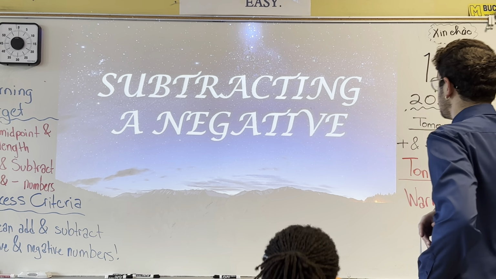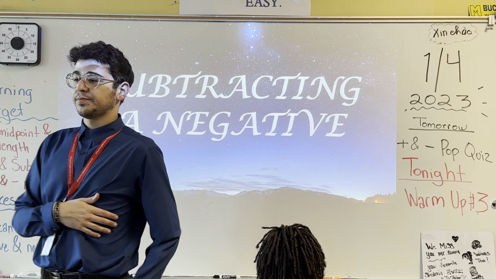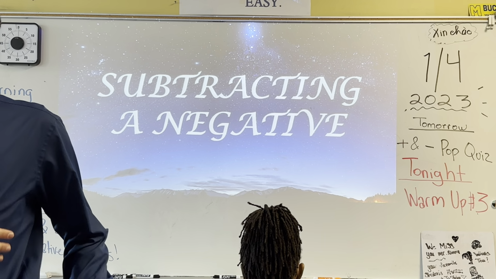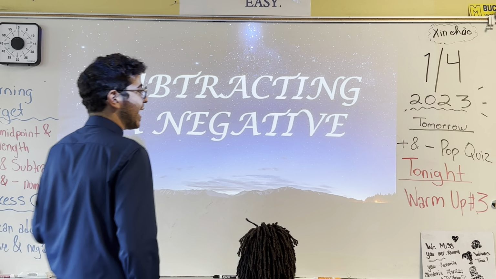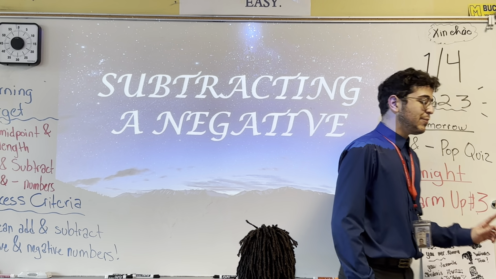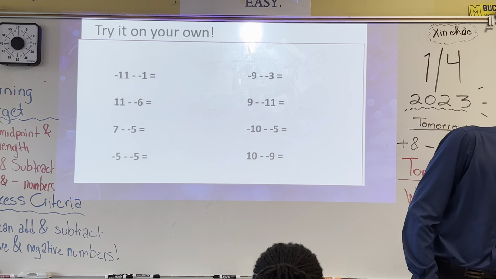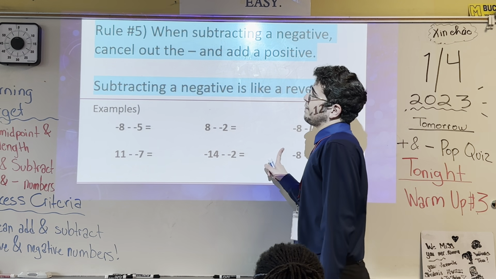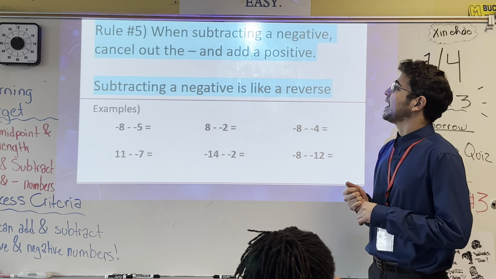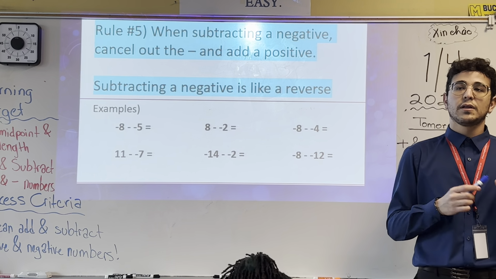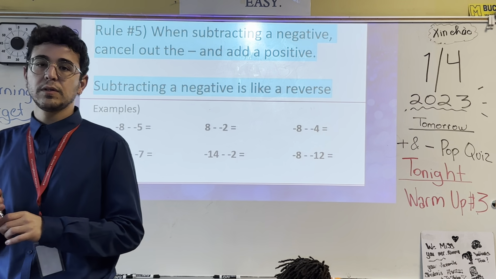Who can read rule number 2? Rule number 2: adding a negative to a positive is like subtracting. Let's keep that in mind as we dive into, oops, not yet. Rule number 5: when subtracting a negative, cancel out the negative and add a positive. Write it down. I'll explain it after we write it down.